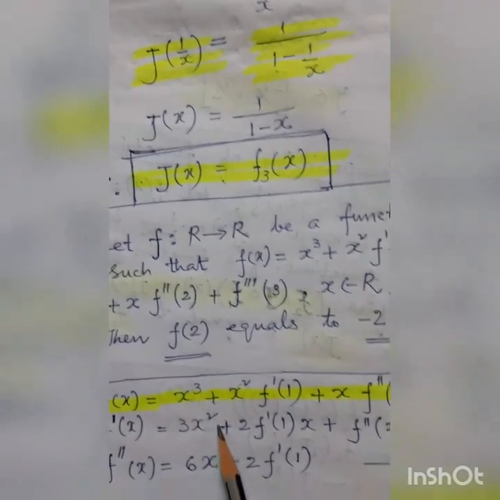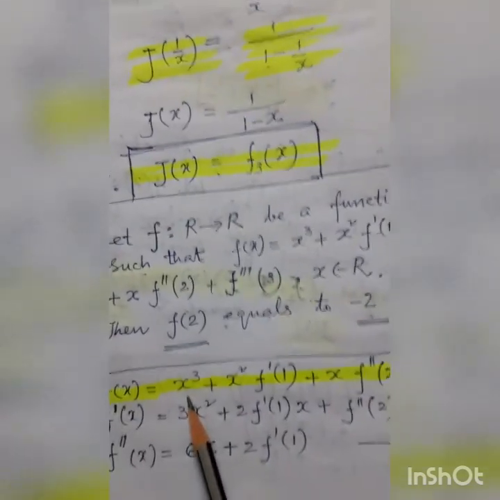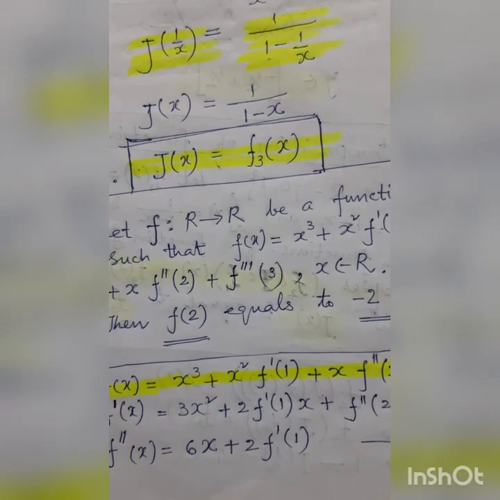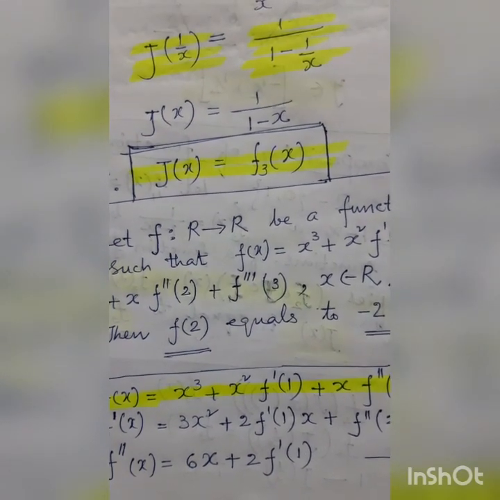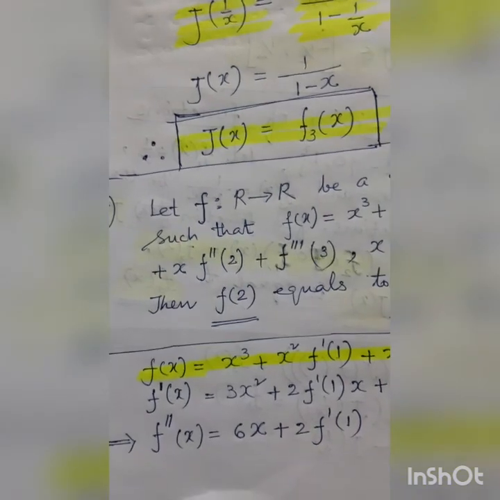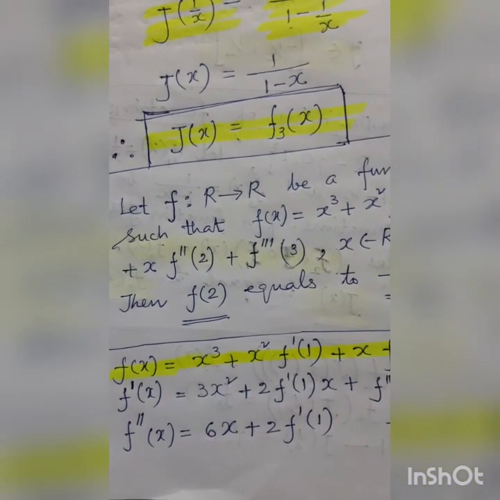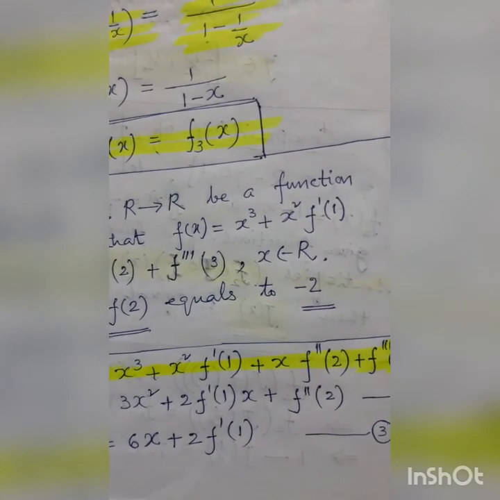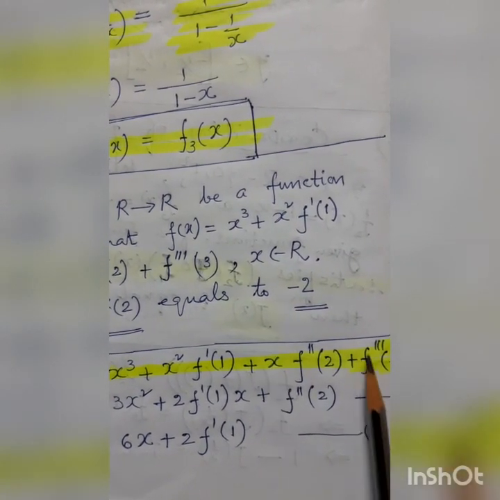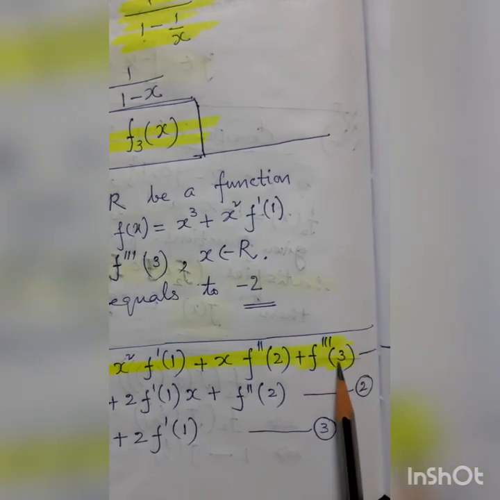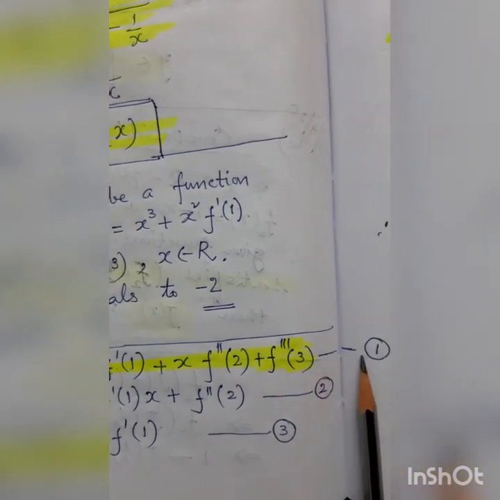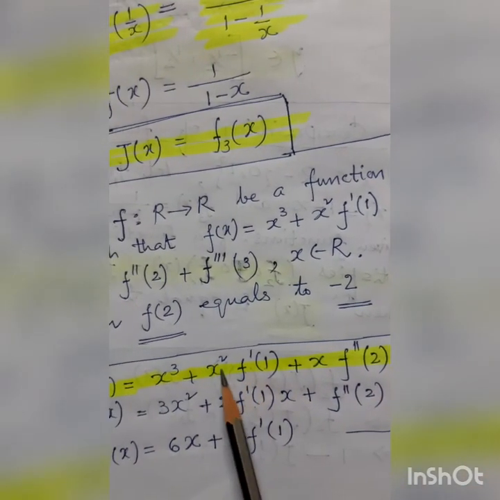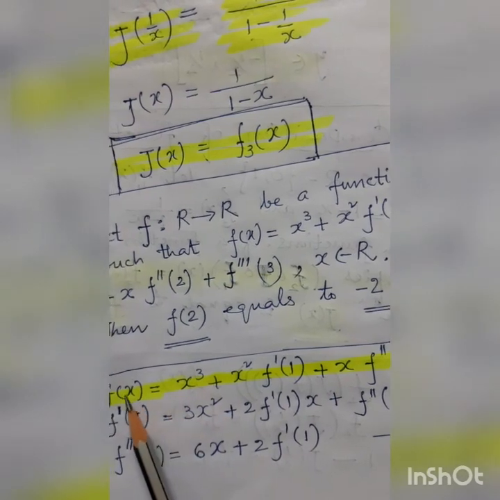f of x equals x cube plus x square f dash of 1 plus x f double dash of 2 plus f triple dash of 3. This is equation 1, which is given in the question.